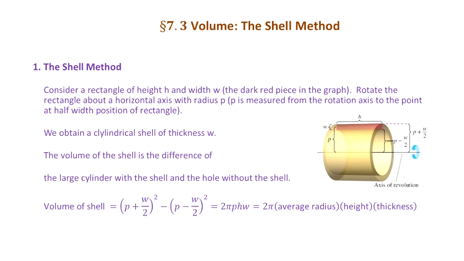So that means the volume of the shell is 2 pi times average radius, which is p. Remember, p is from the center of the rectangle to the axis. And so that's the average radius, all right? And h is the height of the rectangle, the length. And then w is the thickness of the shell, all right? So we're going to use this formula to calculate the more general solid from rotation, all right?